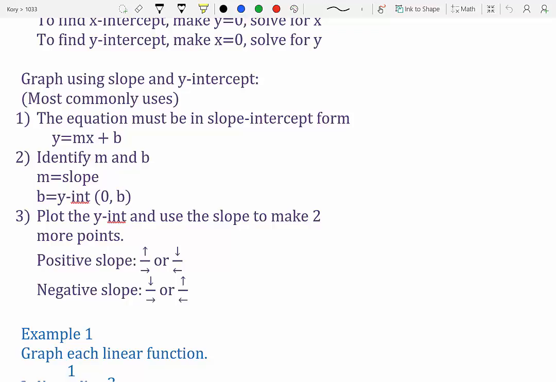After you identify those, you're going to plot the y-intercept and use the slope to make 2 more points. If you have a positive slope, you can either go up and right or down and left. If you have a negative slope, you either go down and right or up and left.